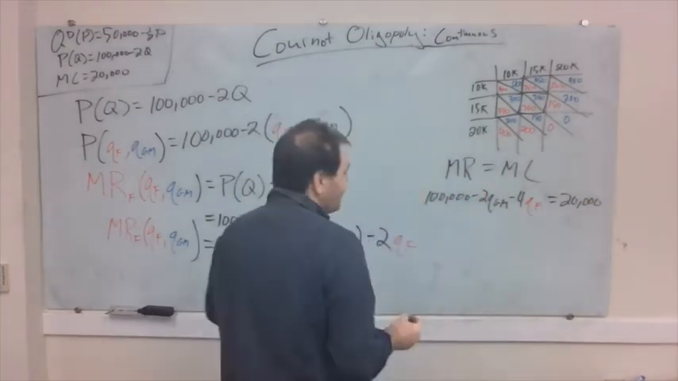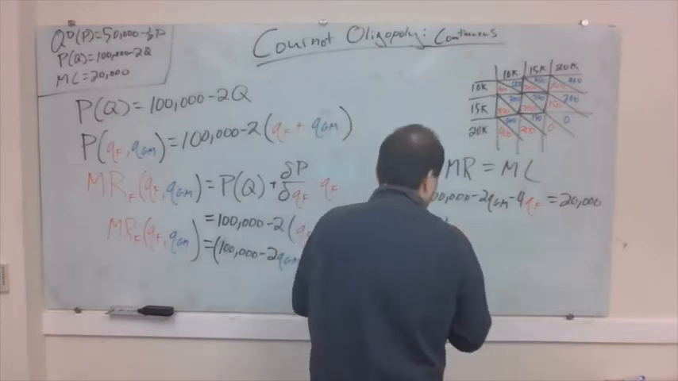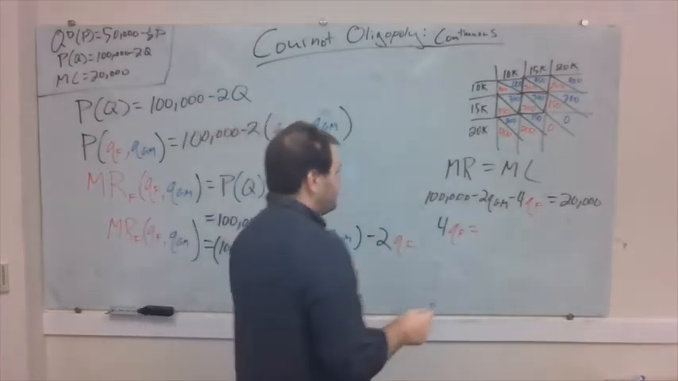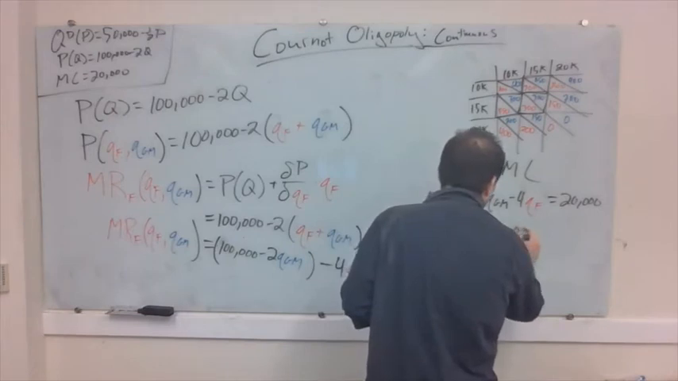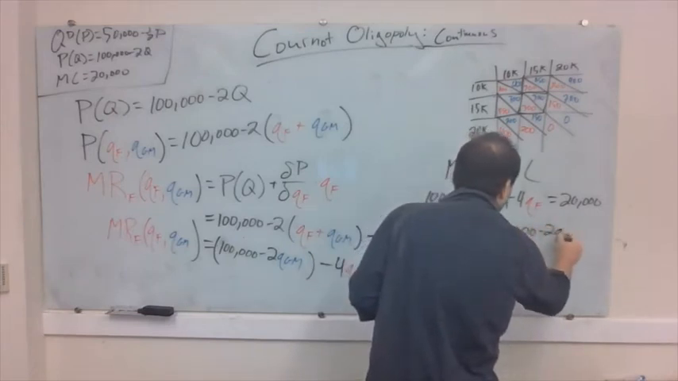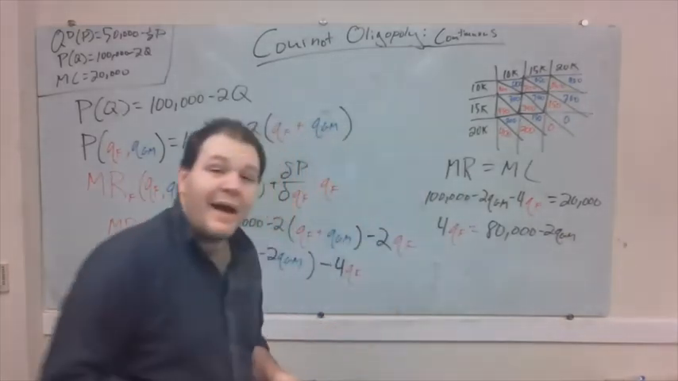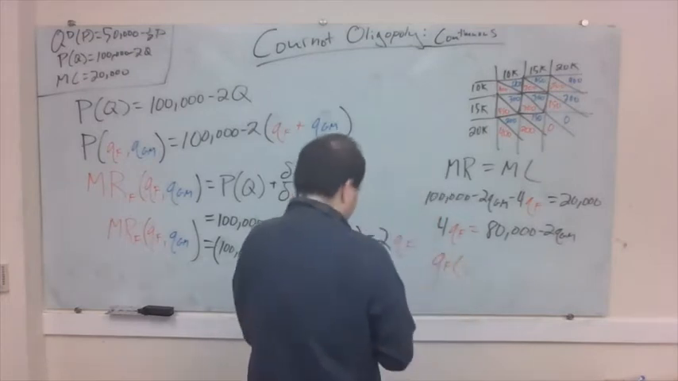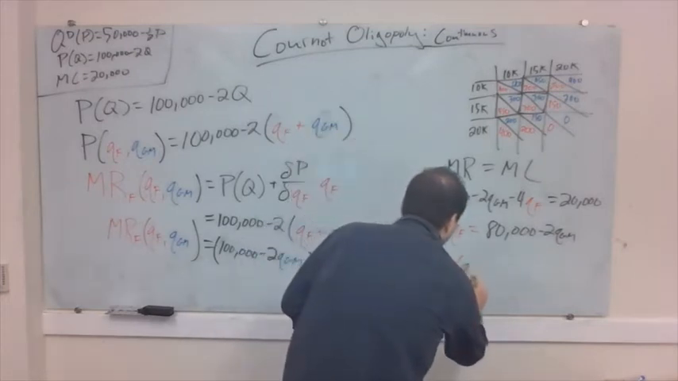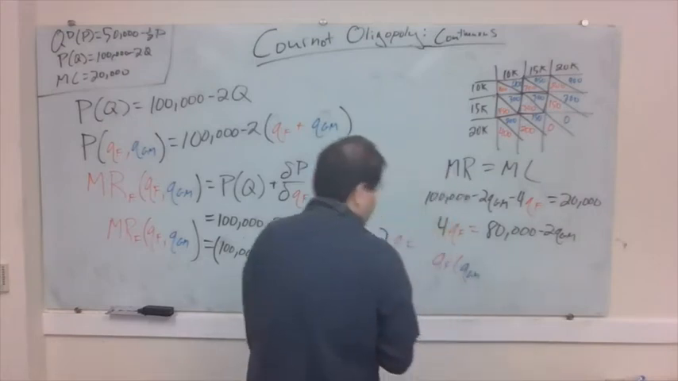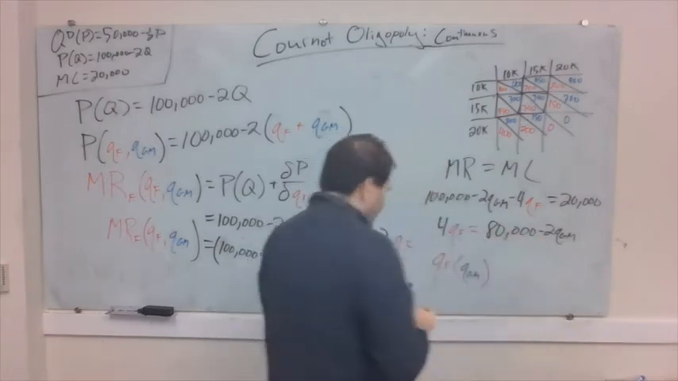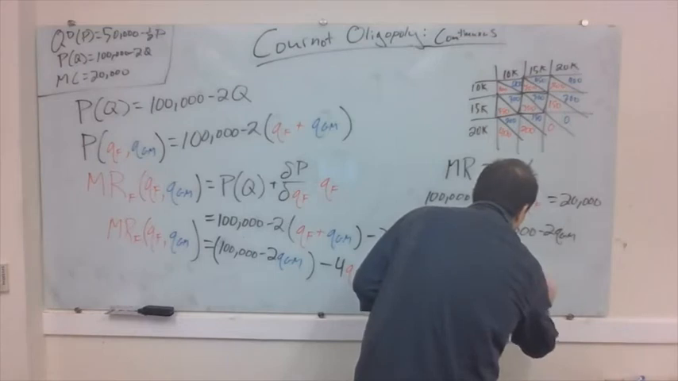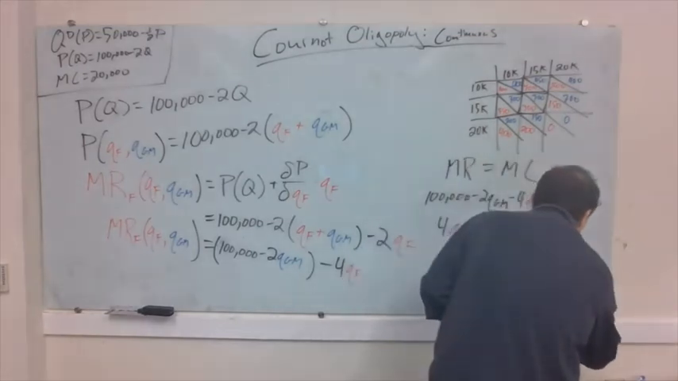So we'll say for QF, 4 QF is going to equal 80,000 minus 2 QGM, which is going to tell us that QF, as a function of QGM, is going to equal all of this divided by 4, right? So it's going to equal 20,000 minus 1/2 times QGM.